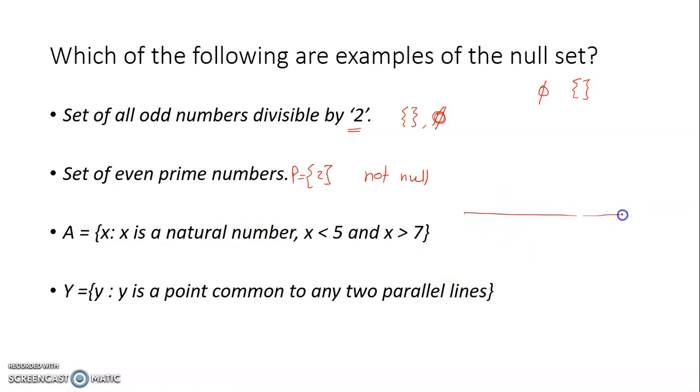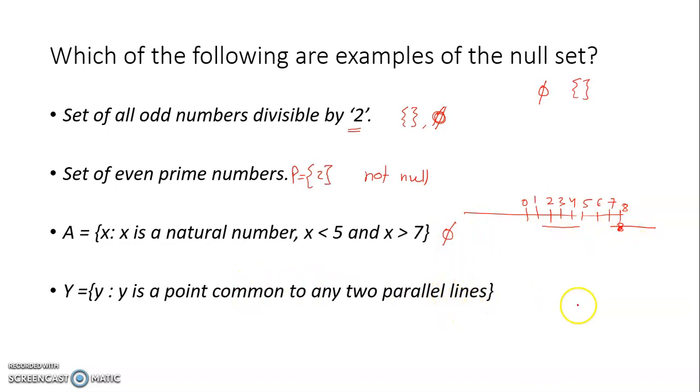If I look at the number line, it is 0, 1, 2, 3, 4, 5, 6, 7. It is saying x is a natural number less than 5, so 4, 3, 2, 1, and greater than 7, that means it is supposed to be 8, 9 or something. So there is no number which is less than 5 or greater than 7. There is nothing. So it is again a null set, which can be represented by the letter phi.